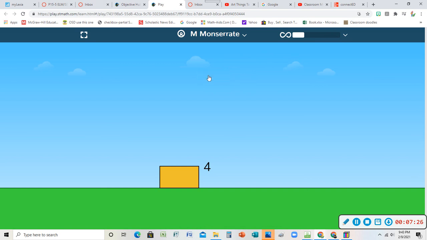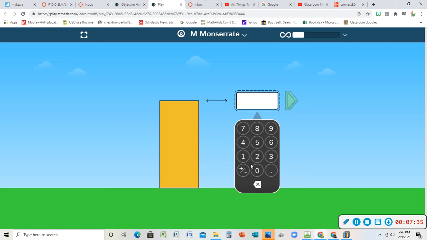Let's see how many 4s. This time I'll count better. 1, 2, 3, 4. 4 4s, 16.